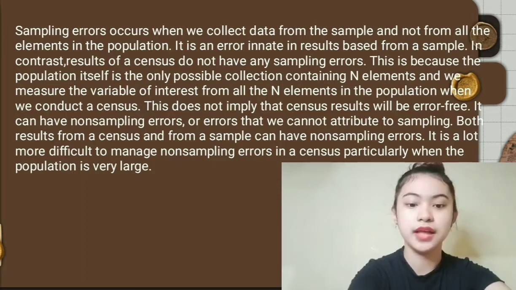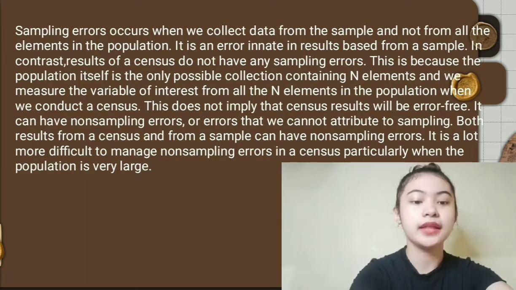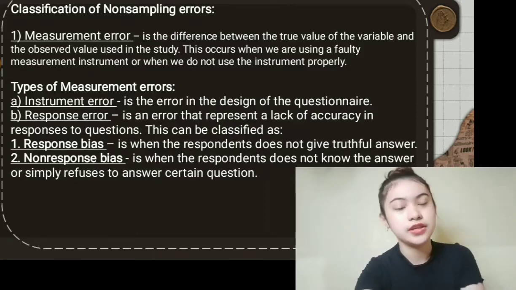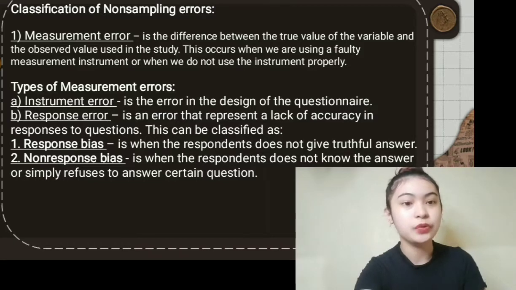This does not imply that census results will be error-free. It can have non-sampling errors, or errors that we cannot attribute to sampling. Both results from a census and from a sample can have non-sampling errors. It is a lot more difficult to manage non-sampling errors in a census, particularly when the population is very large.